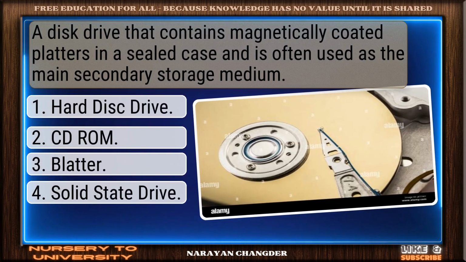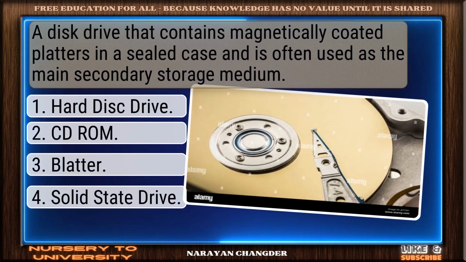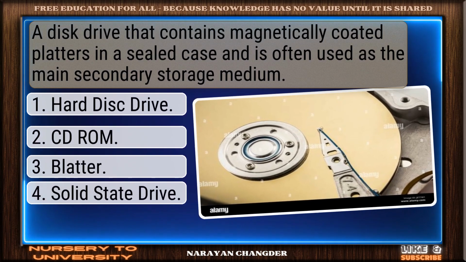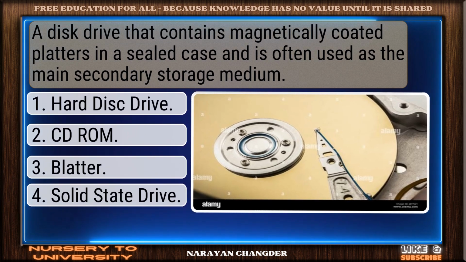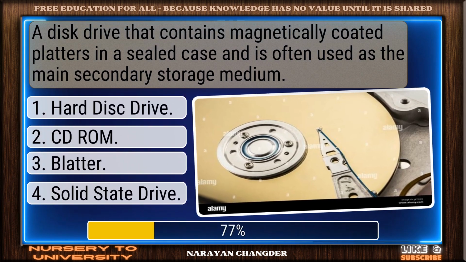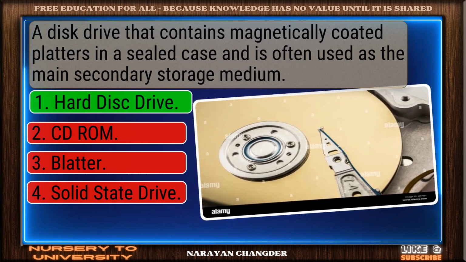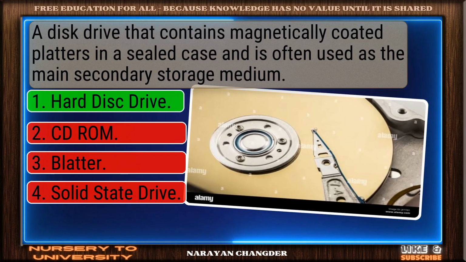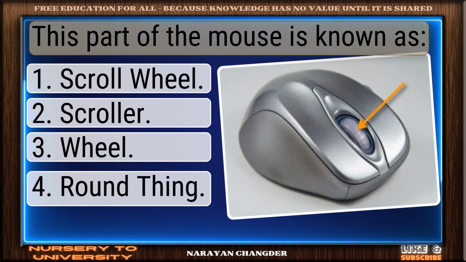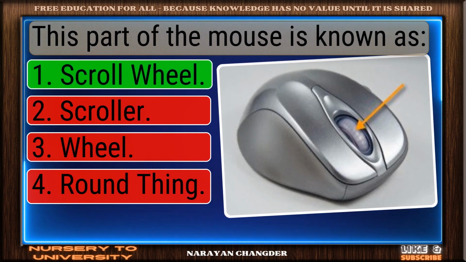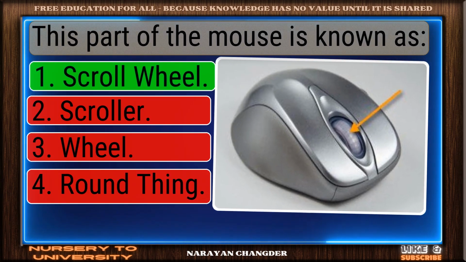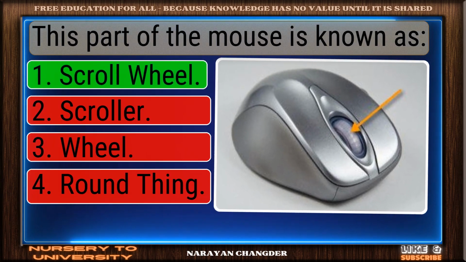A disk drive that contains magnetically coated platters in a sealed case and is often used as the main secondary storage medium. Perfect. Hard disk drive is the correct choice. This part of the mouse is known as Sharp thinking. Scroll wheel is the right choice.